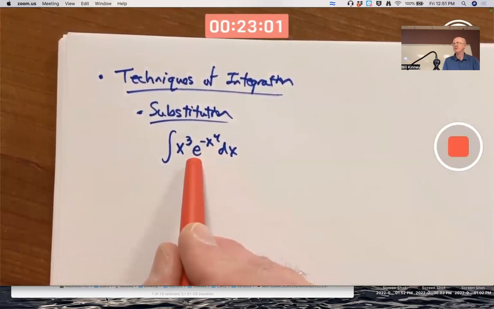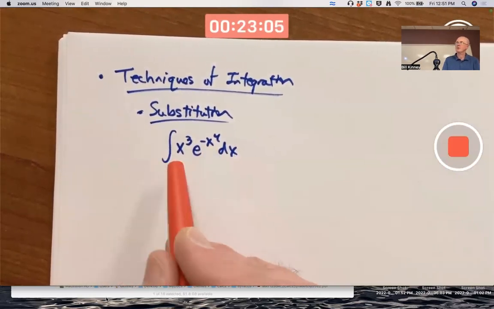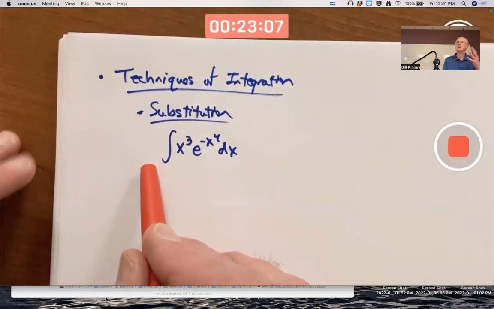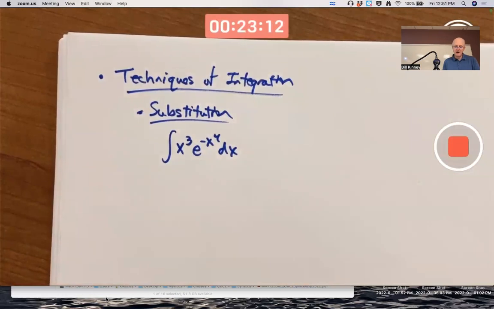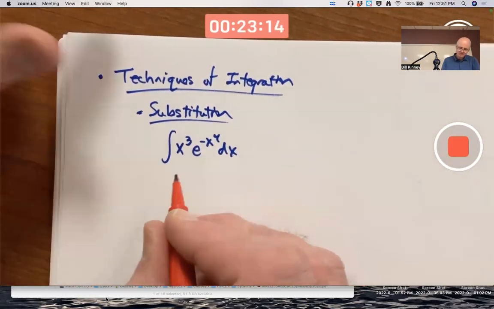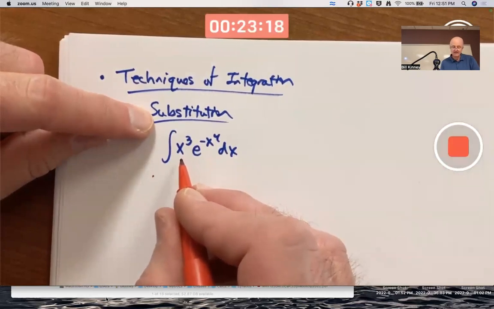I bet the answer involves e to the negative x to the fourth, perhaps with some constant in front. And that's what you would guess, and you would be right if you guess such a thing. But if there was x squared or x to the fourth or x to the fifth there, then it wouldn't be so easy.